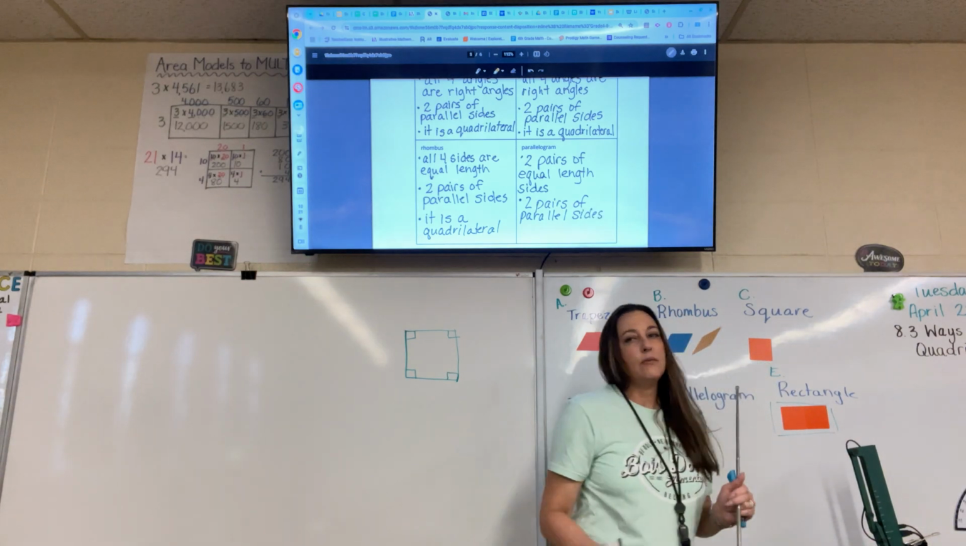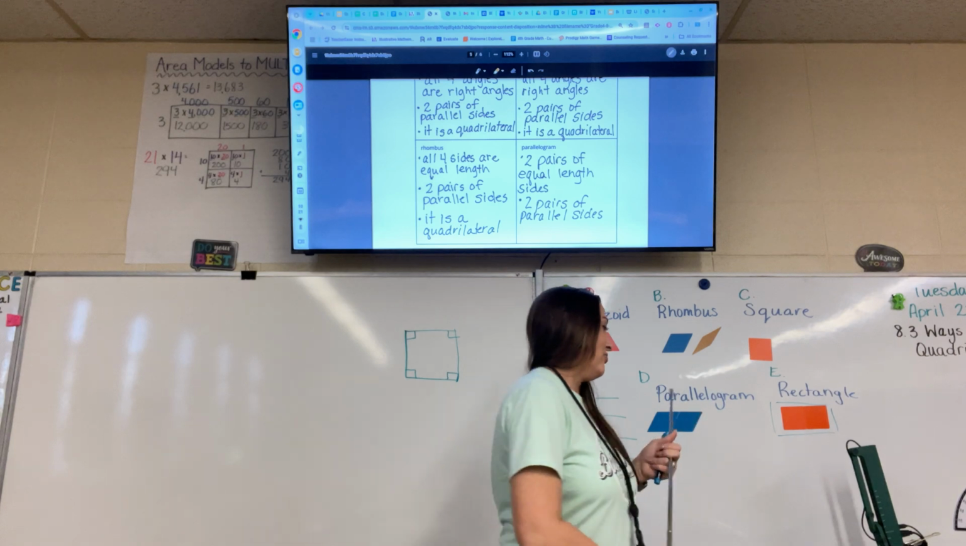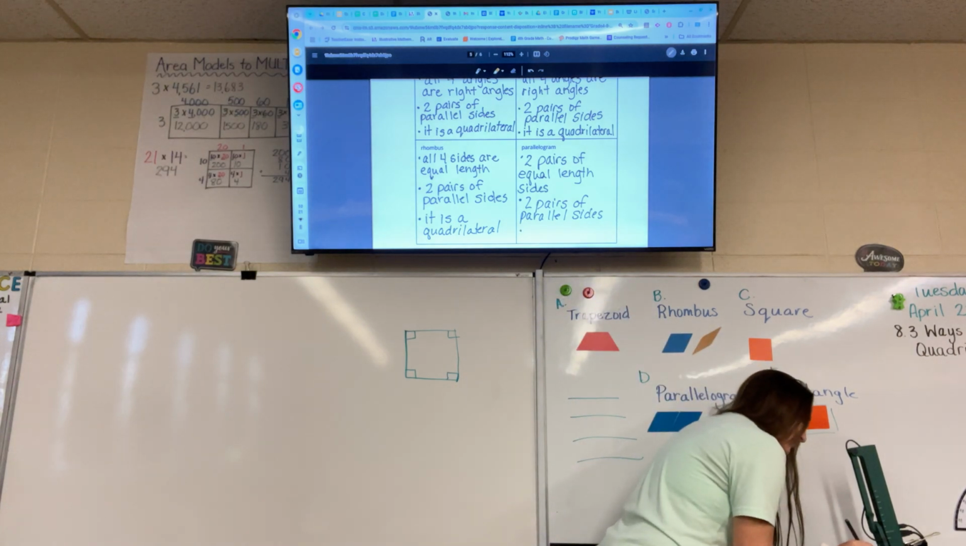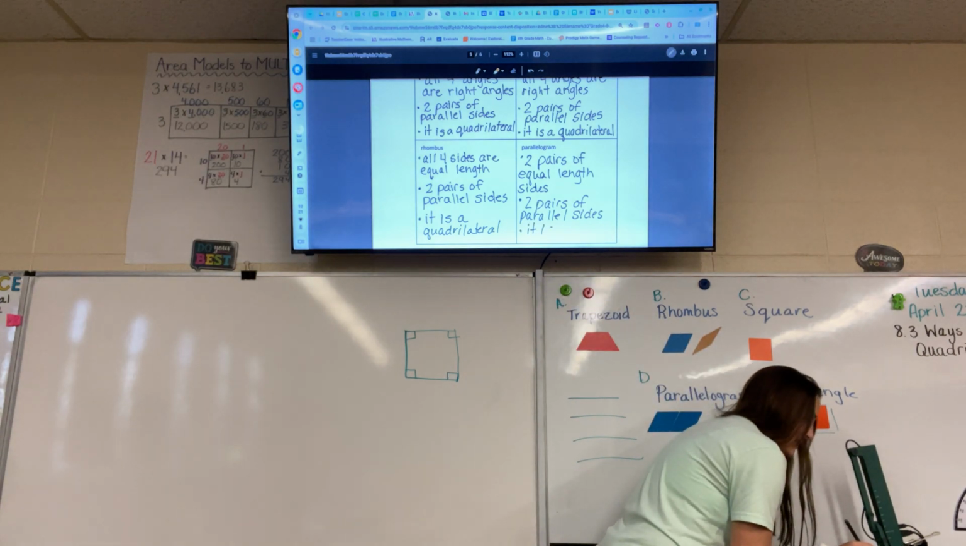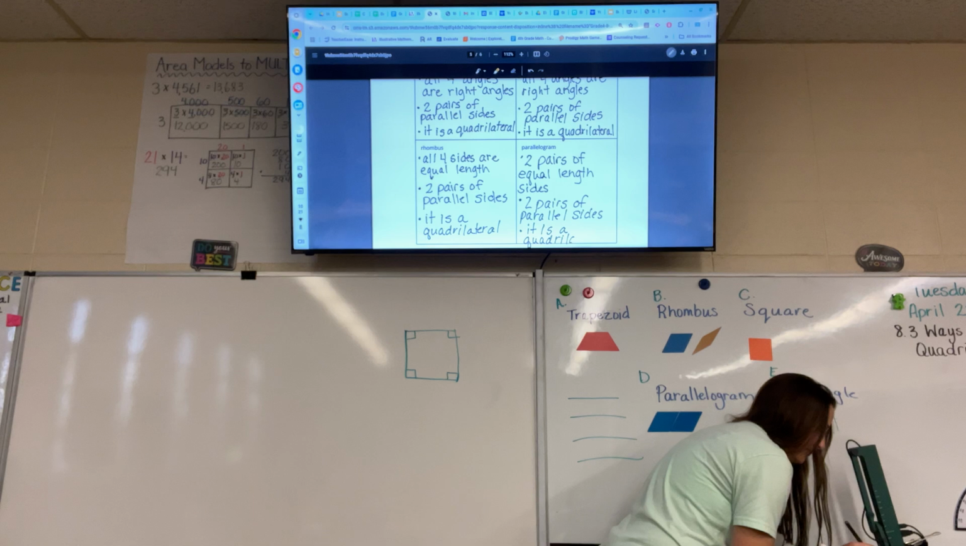And the last thing we're gonna write down, it is a quadrilateral. Okay.